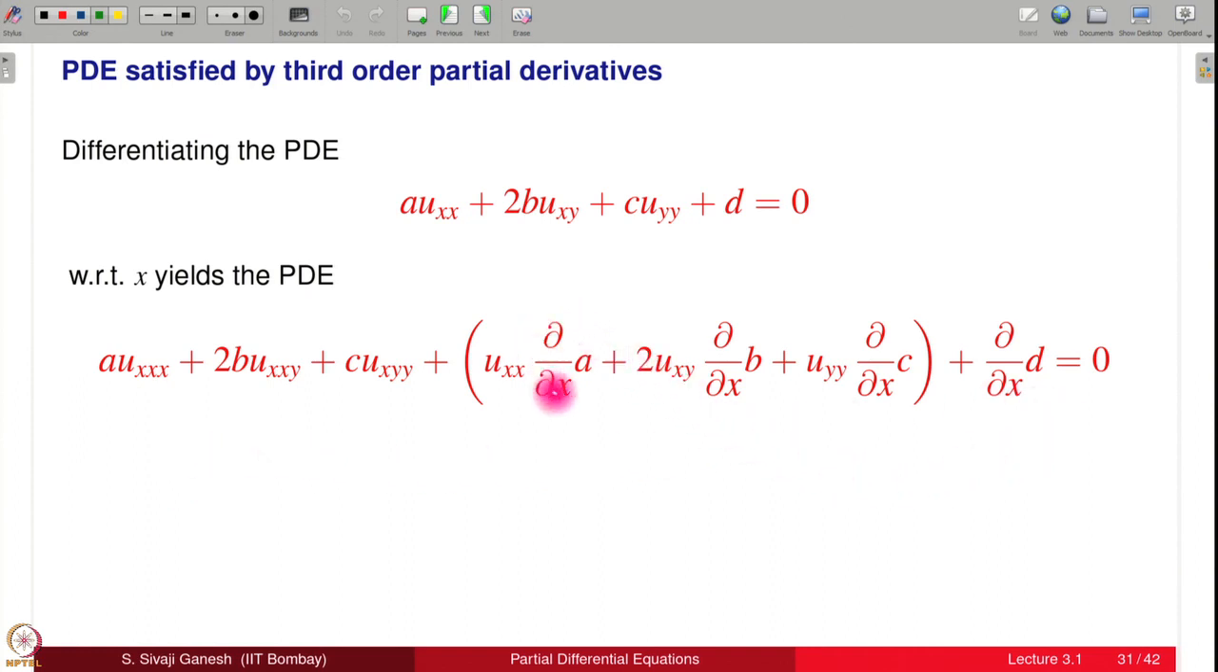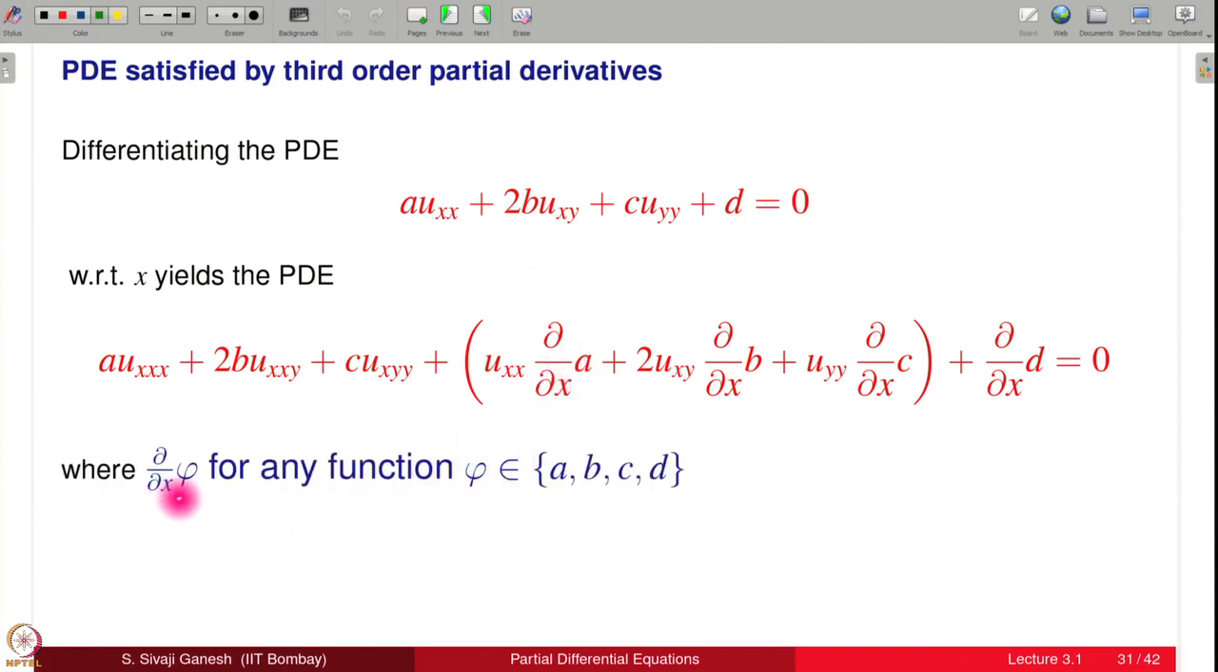Now, we need to explain slightly what this notation stands for. Notice here A, B, C, D are all functions of x, y, u(x,y), u_x(x,y), u_y(x,y), so that we are differentiating with respect to x. That is why we have written this kind of notation. So, let us introduce what this notation is. It is dou phi by dou x for any function phi, A or B or C or D. What it stands for is this: dou by dou x of phi of x, y, u(x,y), u_x(x,y), u_y(x,y).